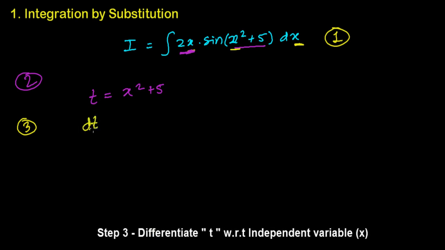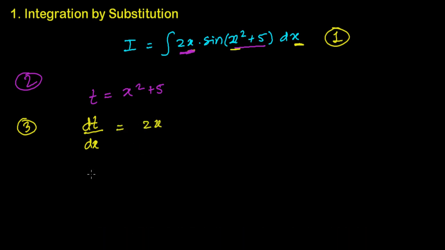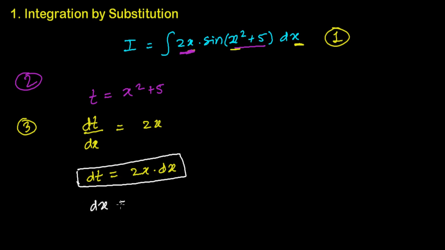So it's going to be dt over dx equals 2x. And then from here I will get a result. Always and always think, I will get a result, that is dt equals 2x times dx. I got a result for replacement. Now you have dt equals 2x times dx, or you can write this as dx equals dt over 2x.